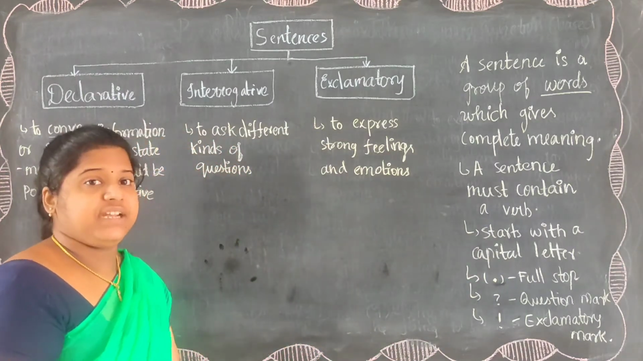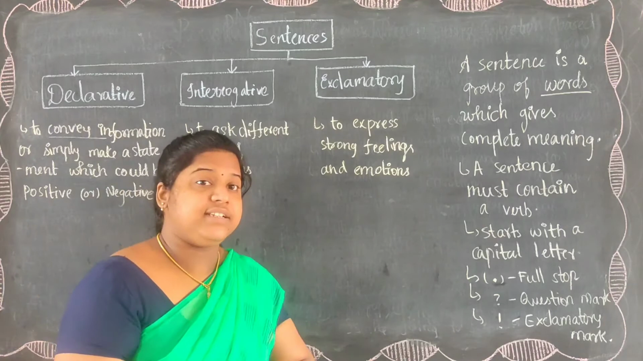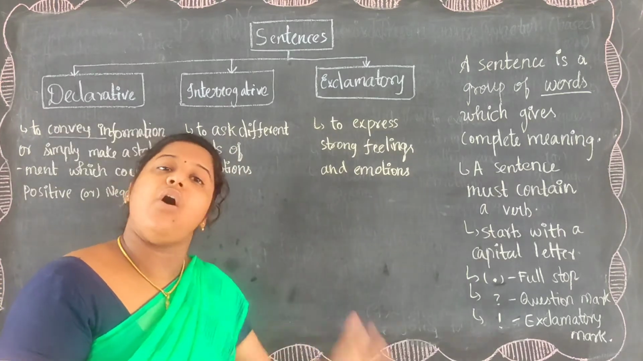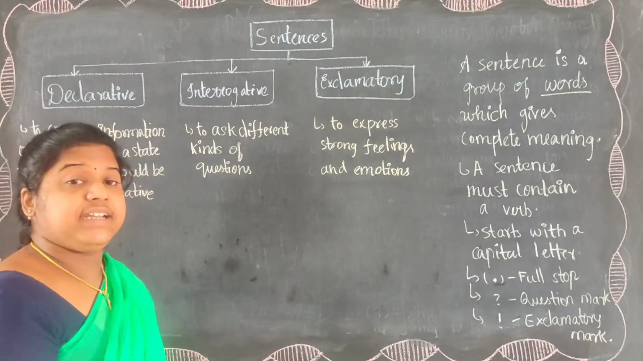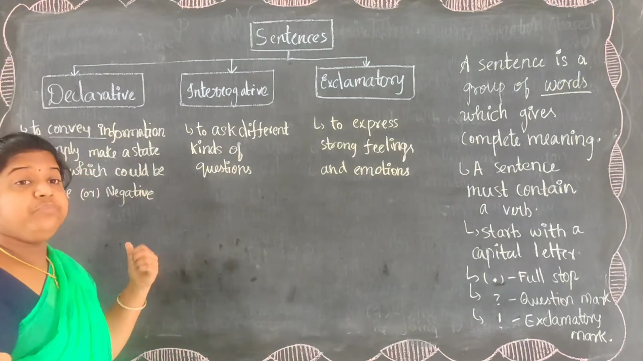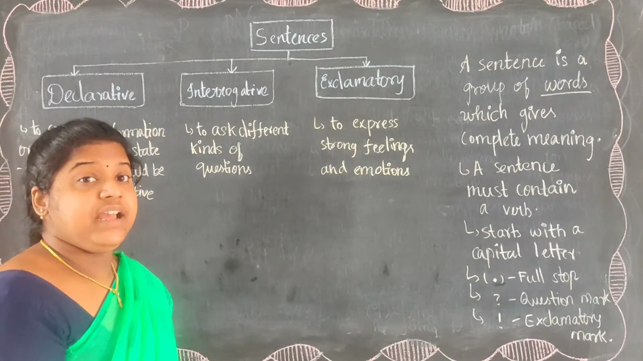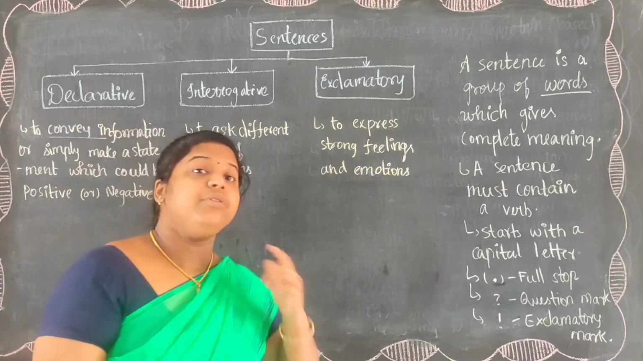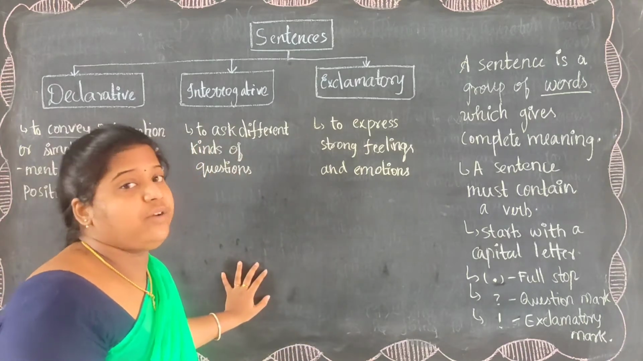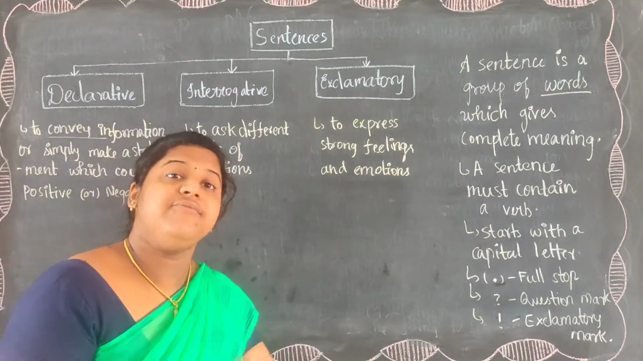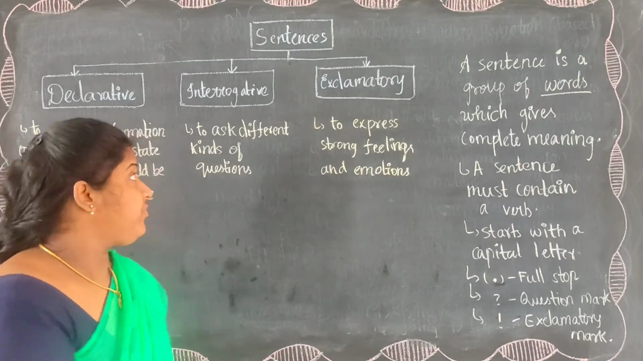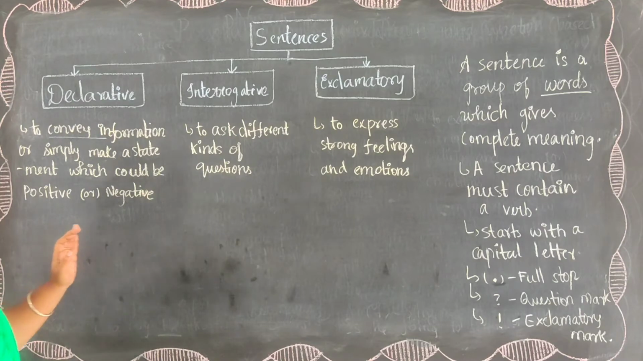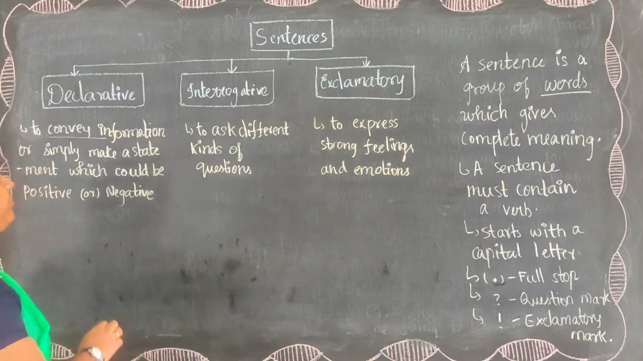There are 5 types of sentences. But in your third standard book, there are only these 3 sentences. In your higher studies, you will learn all those sentences. Okay, what are the 5 sentences? Declarative, interrogative, exclamatory, and then imperative and optative. You will learn those in the 5th standard and 6th standard. Okay. See here. Now we are going to learn about types of sentences: declarative, interrogative, and exclamatory.